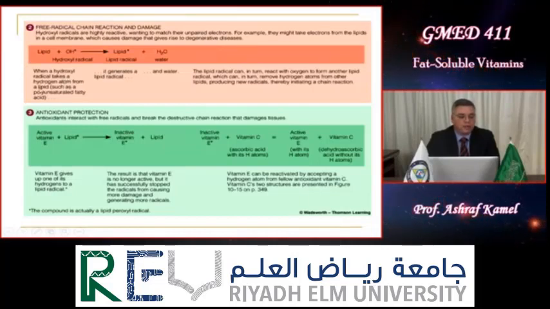So when a hydroxyl radical takes a hydrogen atom from a lipid such as the polyunsaturated fatty acids, it generates a lipid radical plus water in this reaction. This lipid radical can in turn react with oxygen to form another lipid radical, which can in turn remove hydrogen atoms from other lipids, producing new radicals and thereby initiating a chain reaction.